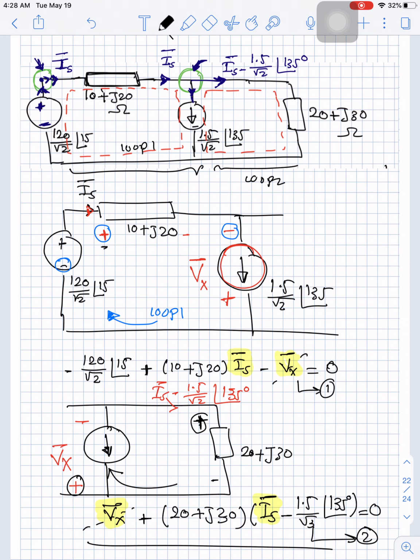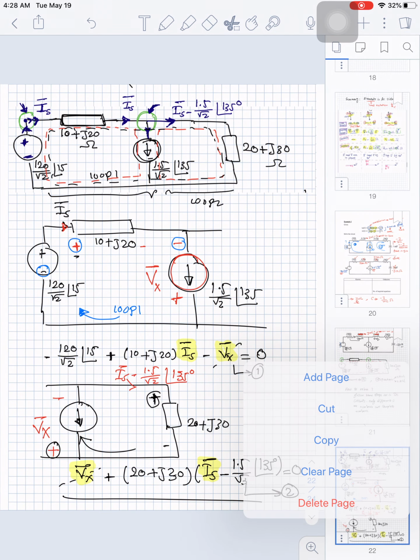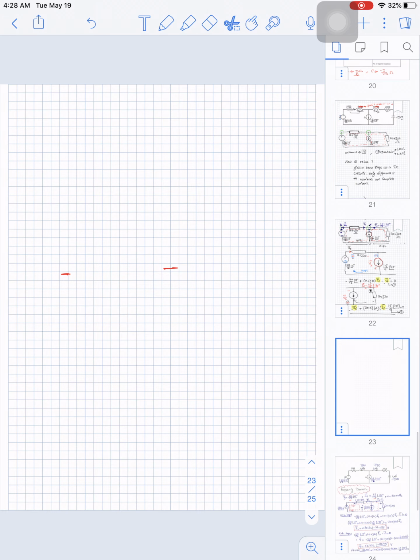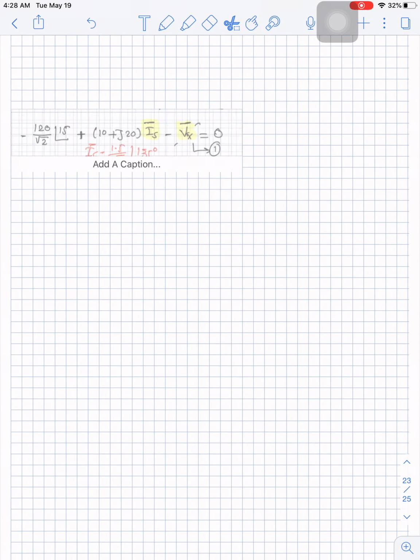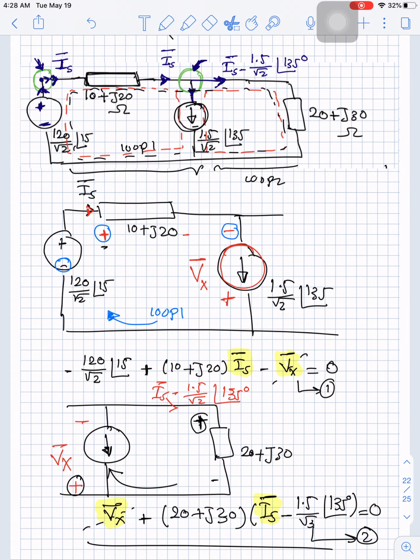And physically, this means that if you take the outer loop and you write KVL for the outer loop, you are bypassing the source here. This is what we did when we added the 2 equations together. So we can add the 2 equations together. So let's copy this equation here. So this is the first equation here, and this is the second one here.